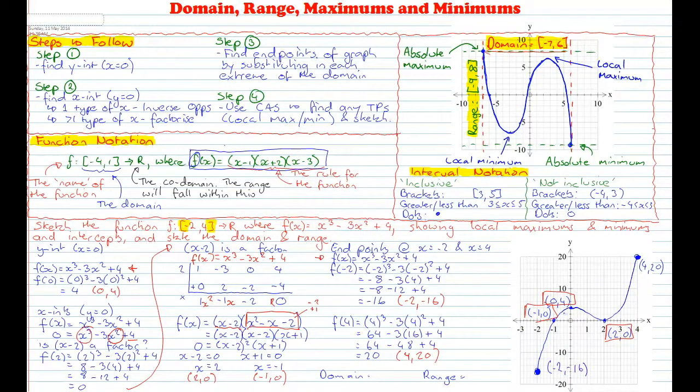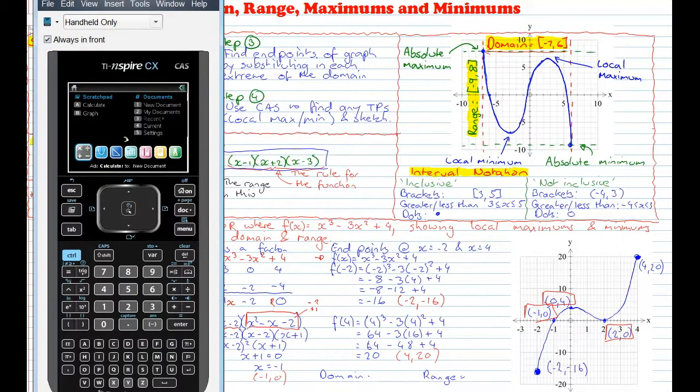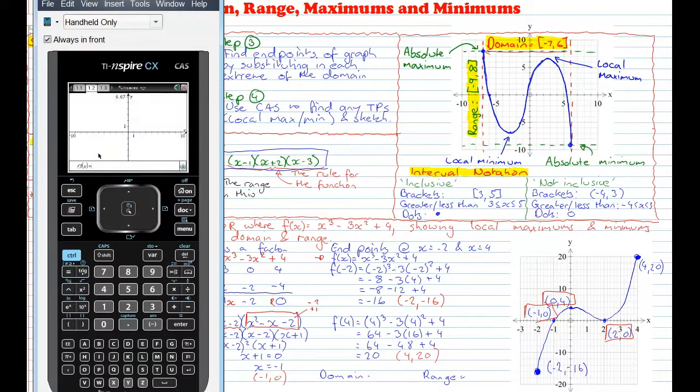The last thing I need to do is find my turning points, that is my local maximum and my local minimum. So in order to do that, I must use my CAS calculator. And from here I'm going to go down to the graphs page, and I'm going to type in my equation. So my equation is x cubed minus 3x squared plus 4. And I press enter, and as you can see the graph's now been sketched.